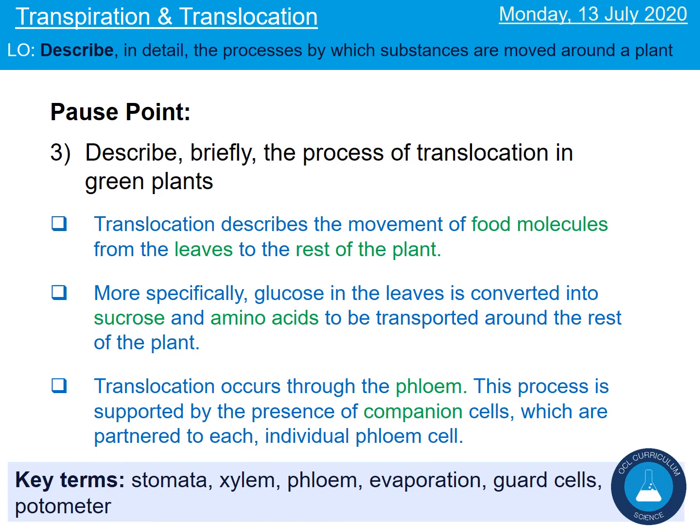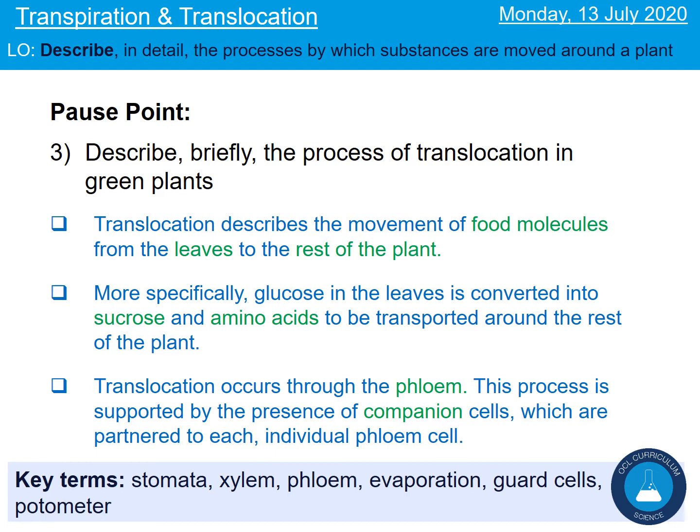And answers are as follows. Translocation then is the movement of food molecules from the leaves to the rest of the plant. More specifically, we characterize these food molecules as sucrose and amino acids, which will be used immediately in the growth of the plant, or else will be stored in fruits or tubers. The tissue associated with translocation is our phloem.